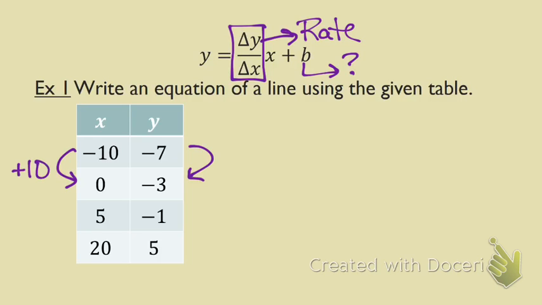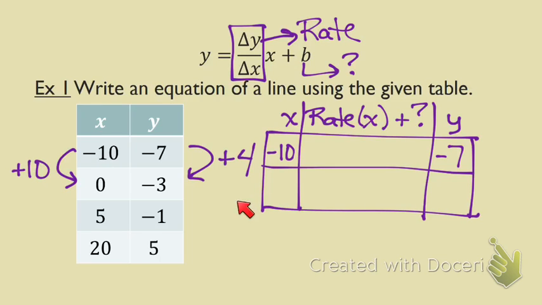How do you jump? The change in the X, we're adding 10. The change in the Y, we're adding 4. But the rate is going to be the change in the Y over change in the X. So let's create our own table off to the side. If we start with -10, we should end with -7. If we start with 0, we should end with -3. The rate is change in the Y over change in the X, but let's also reduce. So instead of 4/10, we're going to go 2/5.